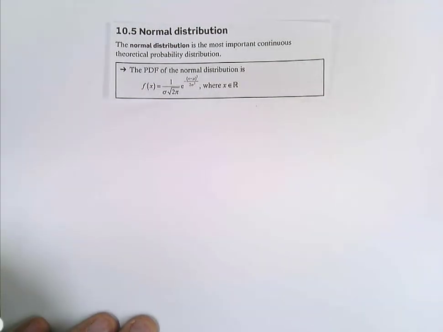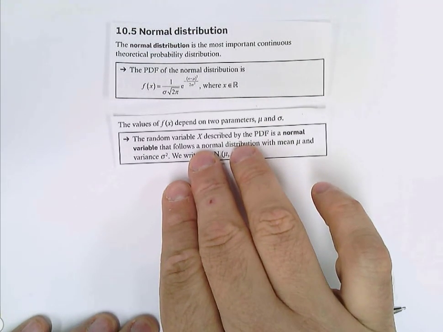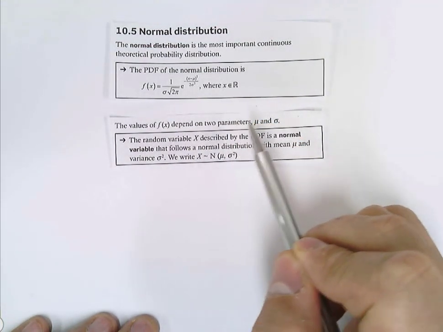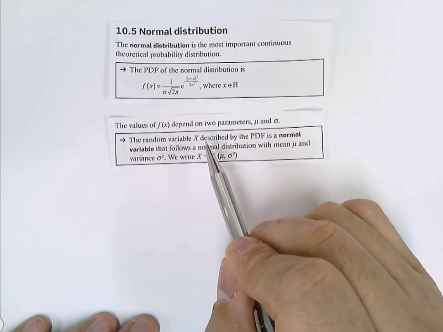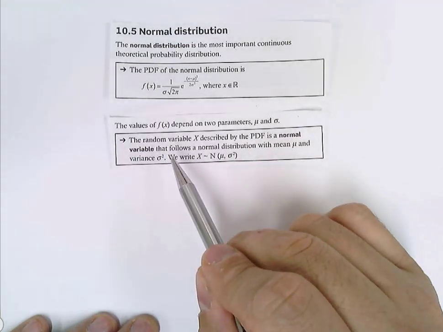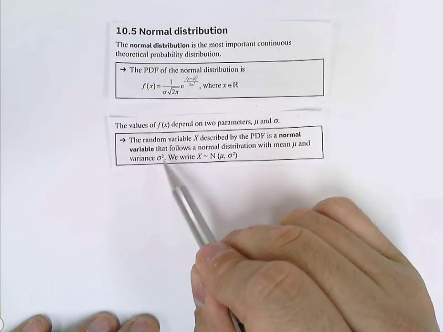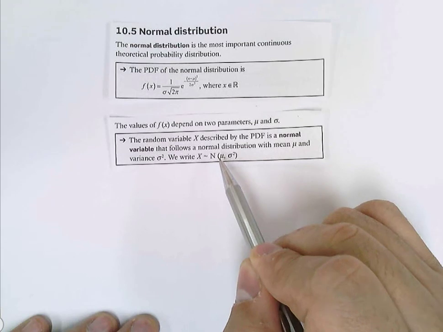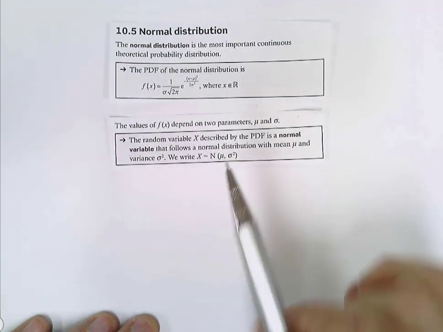So the way that we define it and talk about it, just like we did in the binomial distribution, is f of x depends on parameters mean and sigma, right? Then the random variable x described by the PDF is a normal variable that follows a normal distribution with mean mu and variance sigma squared. We rewrite this as x follows a normal, and then in our parameters we'll put our mean, and then we'll put our variance in here. So we're going to use this notation when we're talking about this.